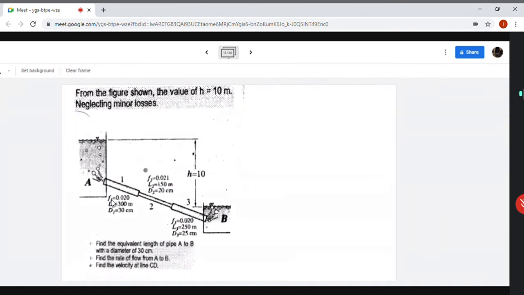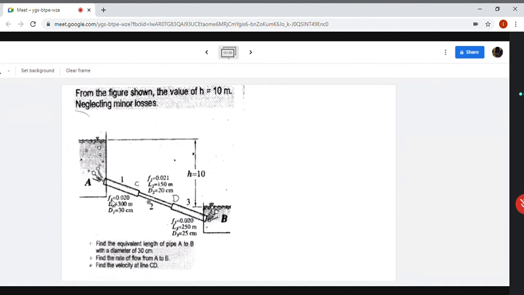So we have formulated it already. Here, find the equivalent length of pipe A to B with diameter 30 centimeters. Meaning, your different diameters, make them all one. Next, find the rate of flow from A to B and find the velocity at line CD. Where are C and D? A, B is that one, then C and D.